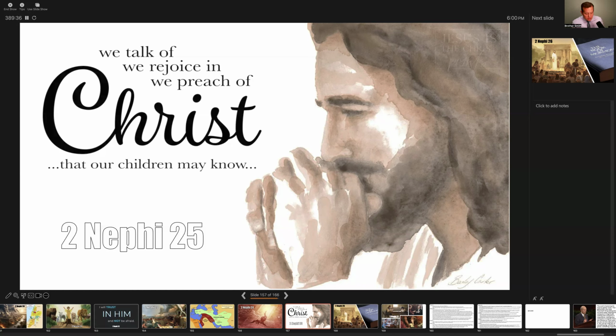There's a lot more to learn from what Nephi does here. And the rest of Second Nephi is going to be Nephi basically commenting on his vision and Isaiah and all that he learns from that.